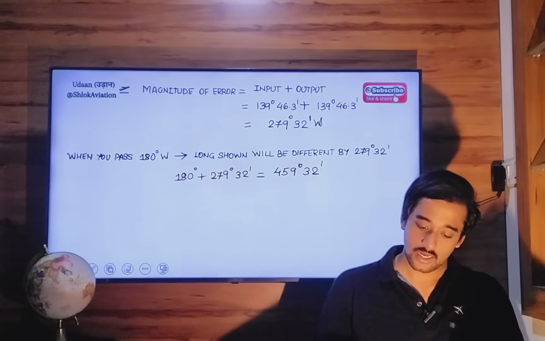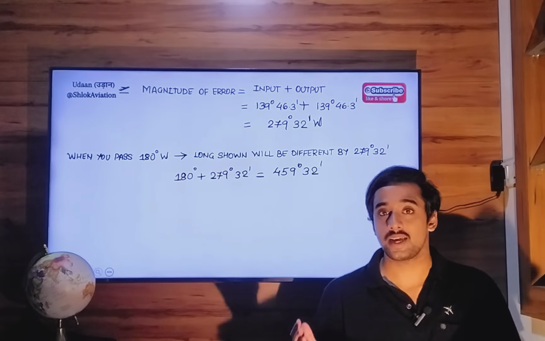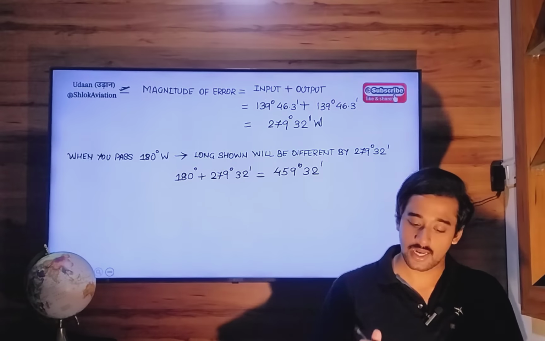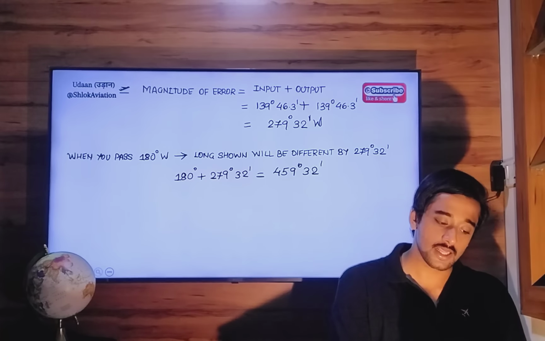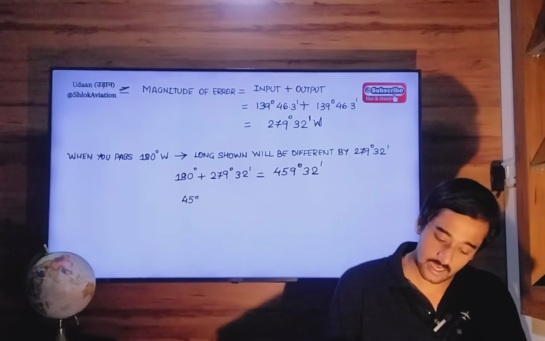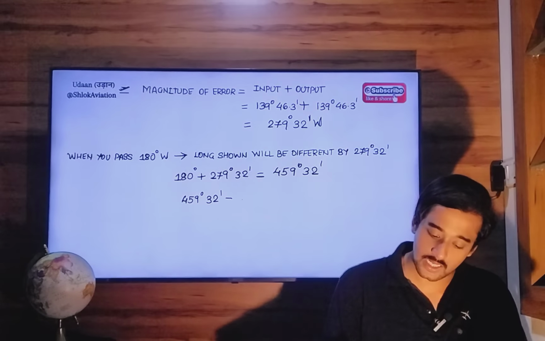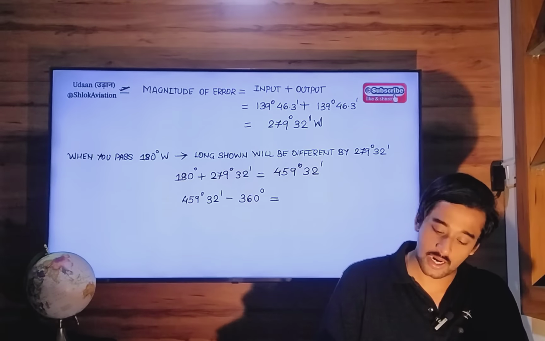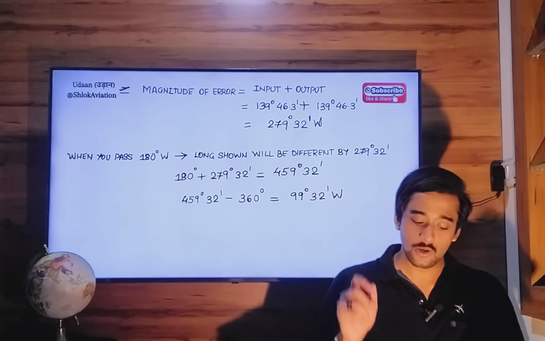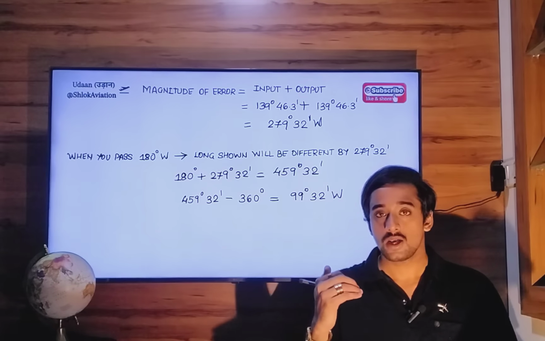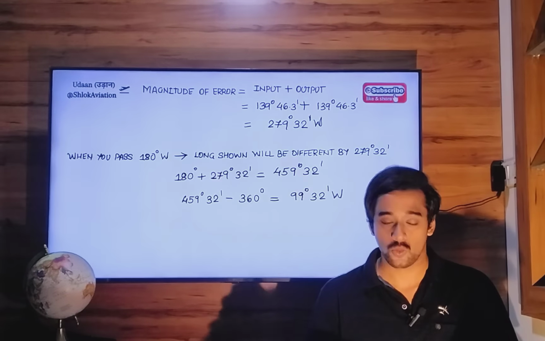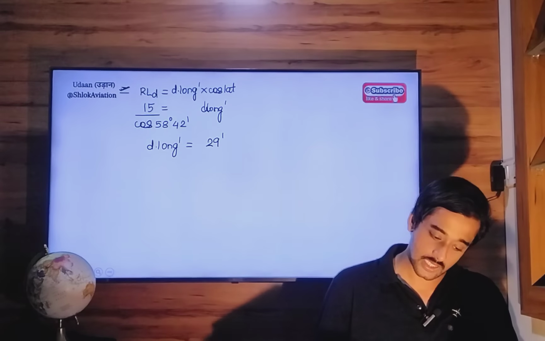459 degree 32 minutes. Now we do not have 459 degree longitudes. We have 360, 180 in the western hemisphere, another 180 in the eastern hemisphere. So subtract this by 360 degree. When you subtract 459 degree 32 minutes minus 360 degree, the longitude you get is 99 degree 32 minutes west. So when you fly 180 degree west longitude, the longitude shown to you will be equal to 99 degree 32 minutes west.